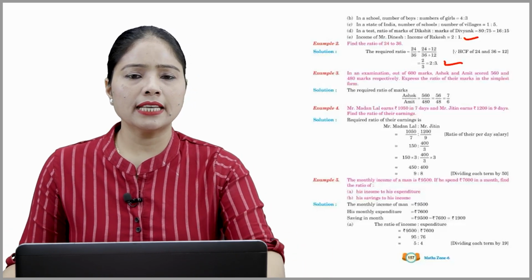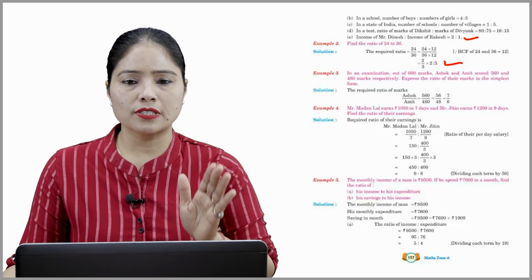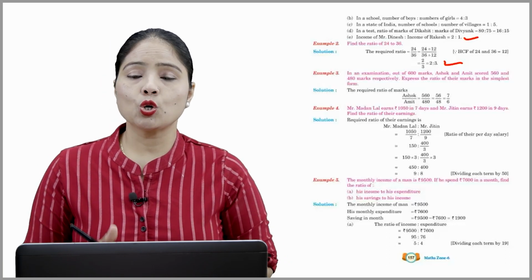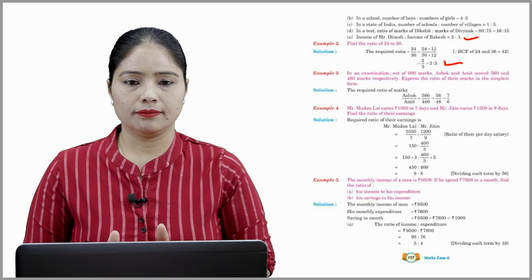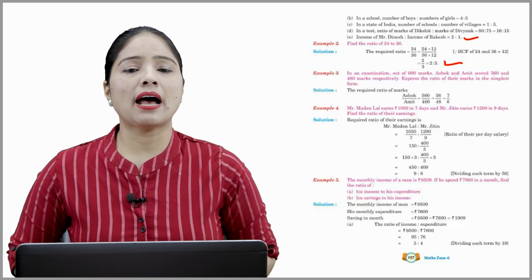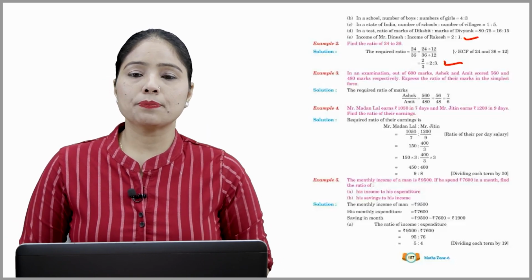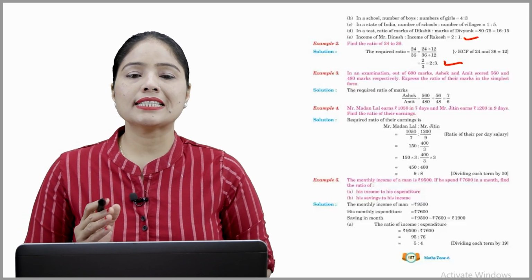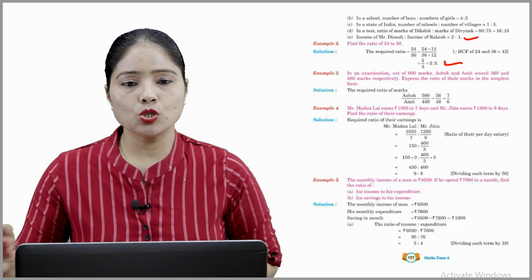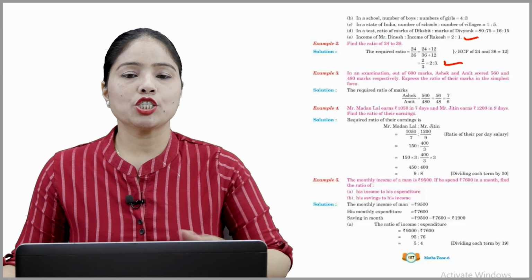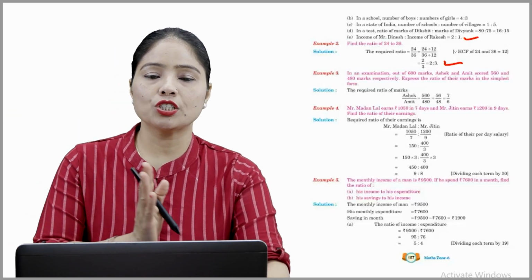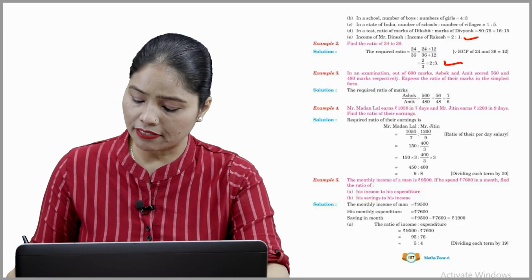Example 3, in an examination out of 600 marks, Ashok and Amit scored 560 and 480 marks respectively. Express the ratio of their marks in the simplest form. Okay. Now solution. The required ratio of marks कितने हैं? Ashok divided by Amit means 7:6.